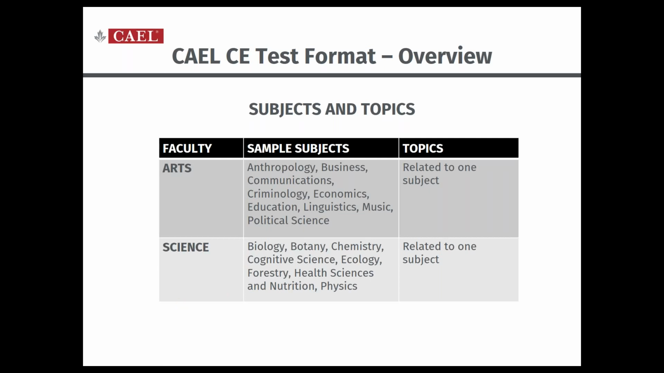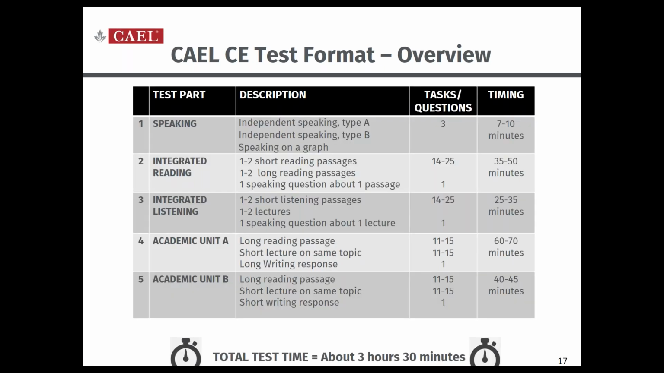So if you are, let's say, an arts major or you're planning to be an arts major, you don't have to worry that you're only going to be dealing with science topics. You can see that the topics will be drawn from both faculties, and there will be at least one and possibly two from each of the faculties. Does that make sense to everyone?